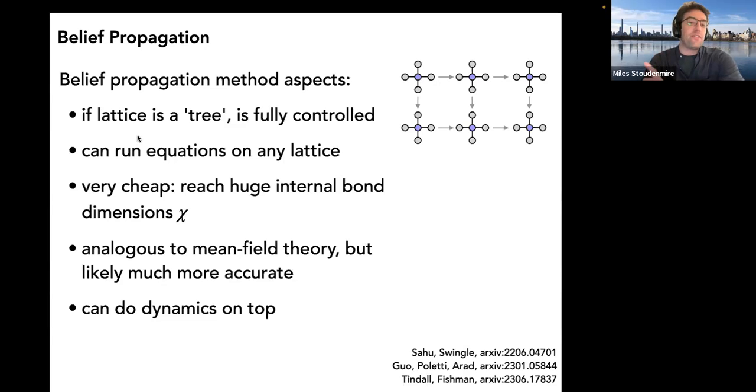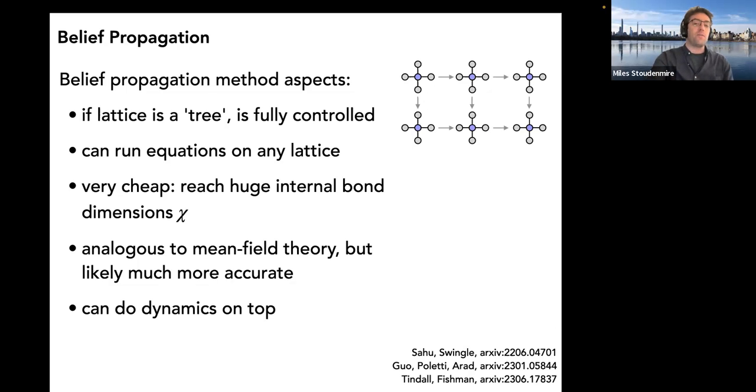If the lattice is a tree, meaning if it doesn't have any loops at all, which is not the case for this IBM lattice, but if it was, this algorithm is actually a totally, fully controlled, essentially numerically exact algorithm. So that's an important point. So if the dynamics on a loopy lattice, like in the IBM experiment, secretly have tree-like correlations, this algorithm could still work, even though formally it's no longer controlled.